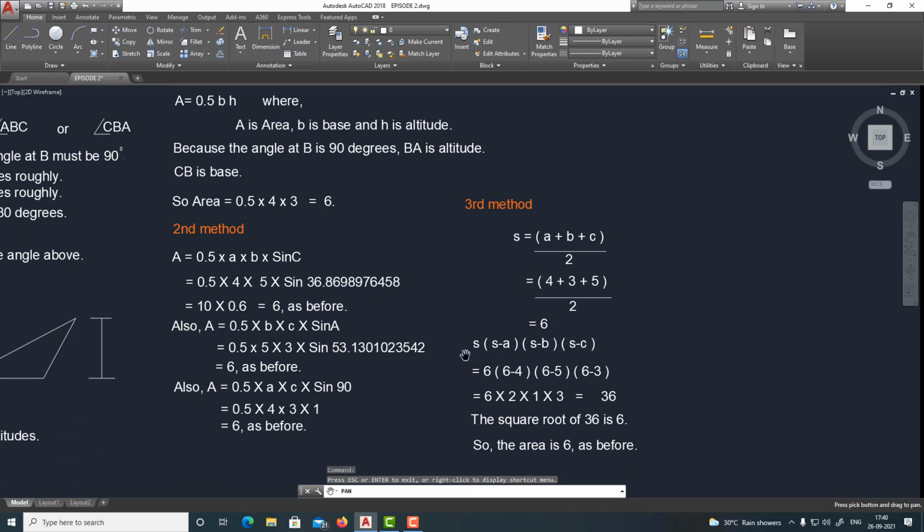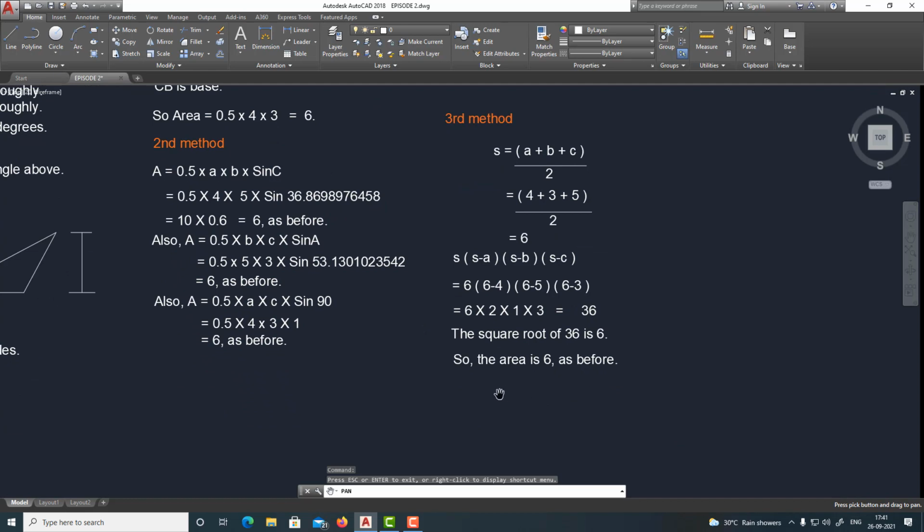Now we will see this formula. S into S minus A into S minus B into S minus C. S is 6. Here 6, here 6, here 6. A is 4, B is 5, C is 3. So 6 into 2 into 1 into 3 is equal to 36. We should take the square root of this figure. Then that will be the area of the figure. The square root of 36 is 6. So the area is 6 as before. So whatever the method we adopt, the area is exactly the same.